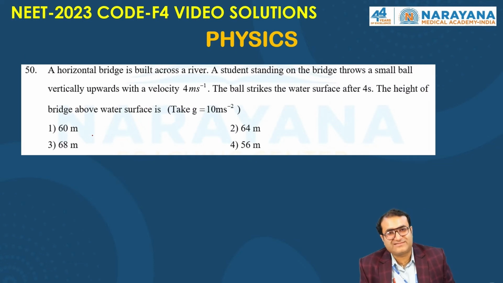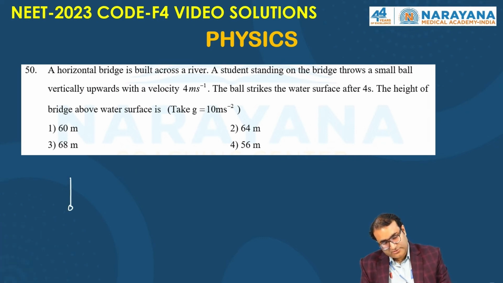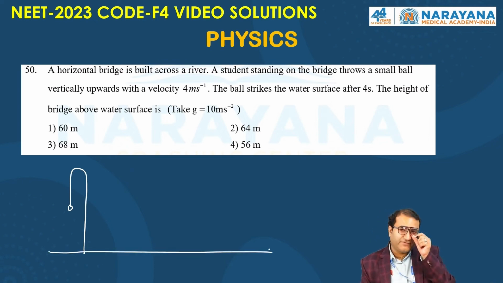Question number 50, last question. A horizontal bridge is built across a river. A student standing on the bridge throws a small ball vertically upwards with a velocity of 4 meter per second. The ball strikes the water after 4 seconds. Find the height of the bridge. See here, the ball will go like this and will come like this. Negative of the displacement is the height. So we'll find the displacement.